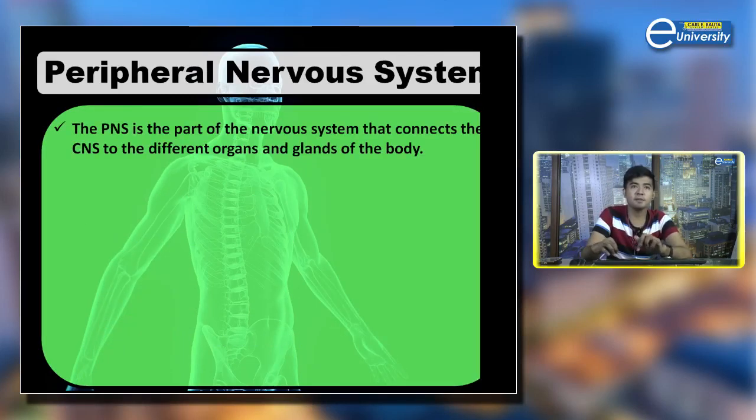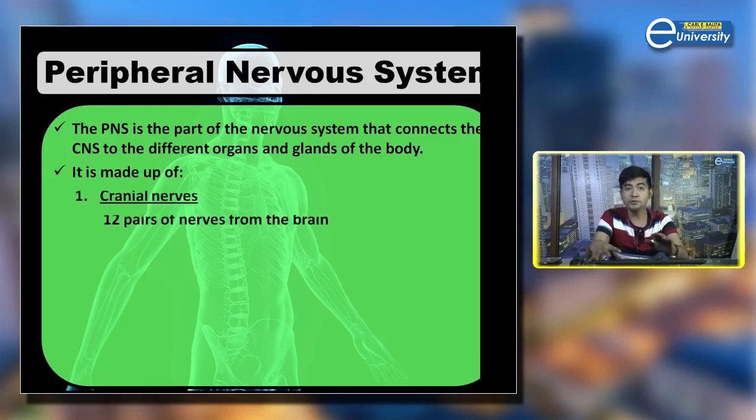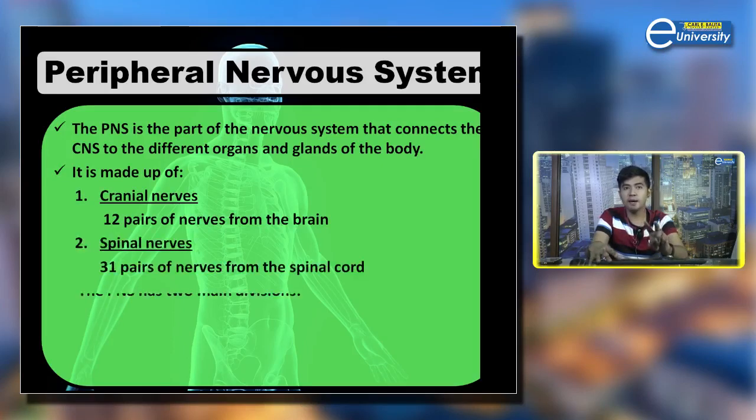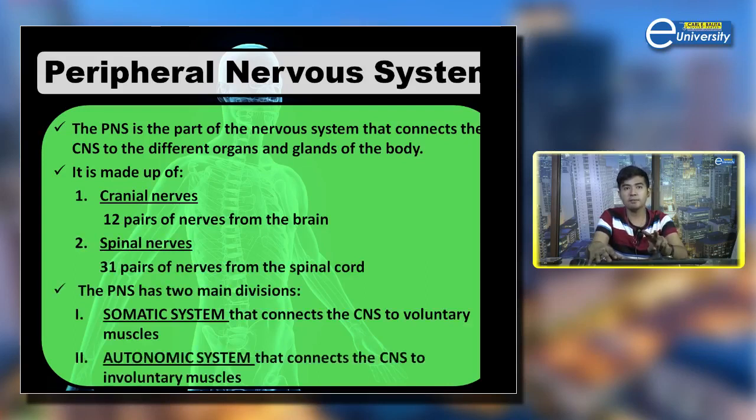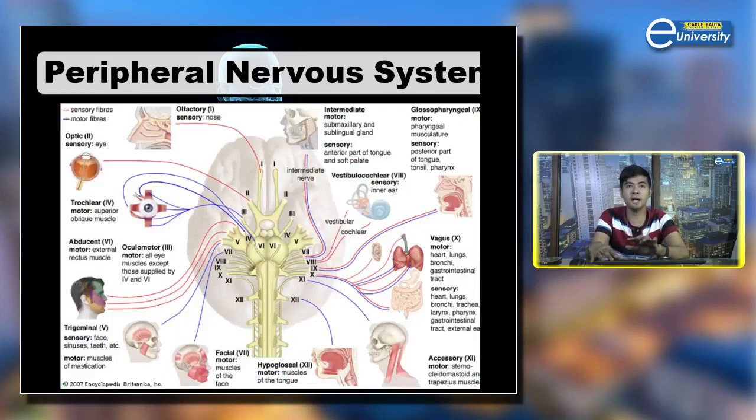So the peripheral nervous system, the PNS, is the part of the nervous system that connects the central nervous system to the different organs and glands of the body. It is made up of cranial nerves, spinal nerves, and the somatic muscle, together with the autonomic muscle. Cranial nerves consist of 12 pairs of nerves from the brain. Spinal nerves consist of 31 pairs of nerves from the spinal cord. The peripheral nervous system has two main divisions: the somatic system, which connects the central nervous system to the voluntary muscles, while the autonomic system connects the central nervous system to the involuntary muscles.